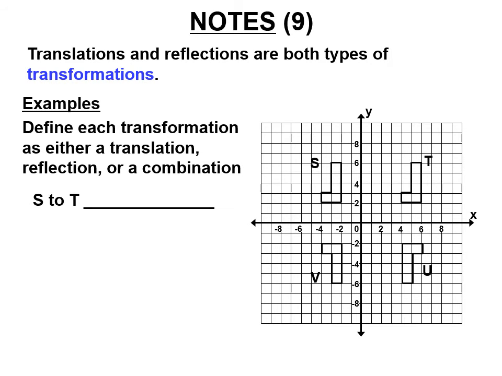All right, so define each transformation as either a translation, a reflection, or a combination. So let's see this, S to T. How did I get from S to T? Well, it's not flipped over, so it had to be a translation. And it was a translation of how much? Let's see. It went 1, 2, and then we're at 6. 3, 4, 5, 6, 7, 8. 8 units, right.